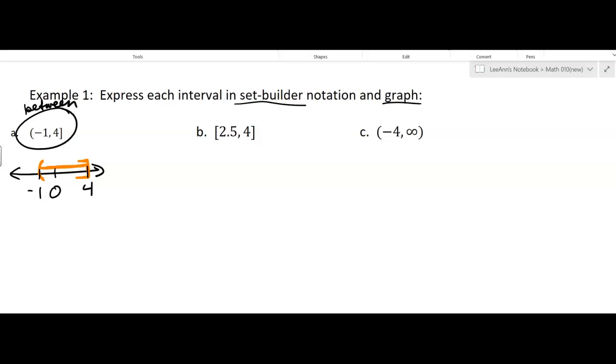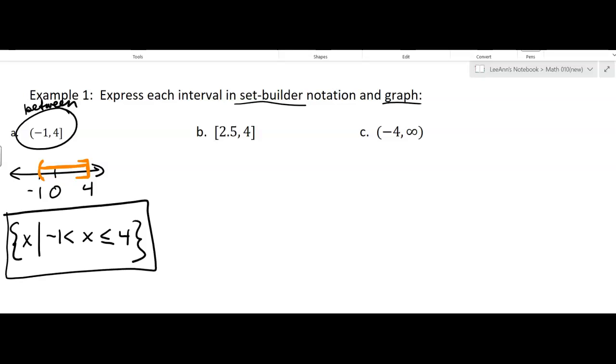Okay, there's the graph. How do we write that in set builder notation? You say it's the set of x such that, and it's an in-between thing. -1 is less than, oops, not equal to, just less than, darn it. Just less than x, which is less than or equal to 4. And another squiggly bracket. So this is the set builder notation, and this is the graph.